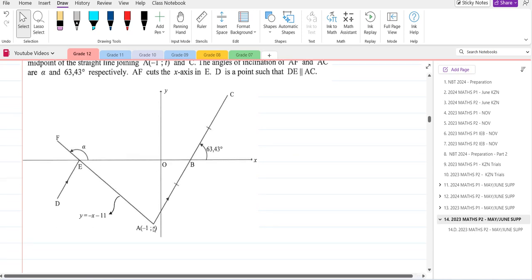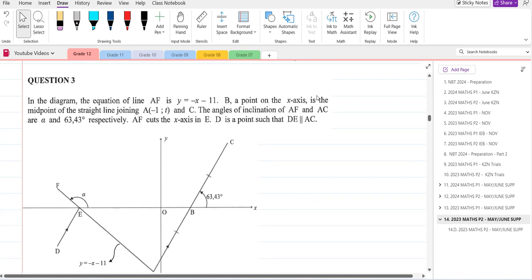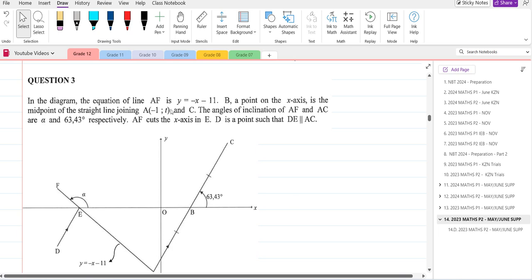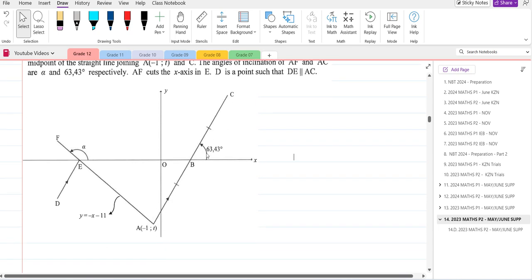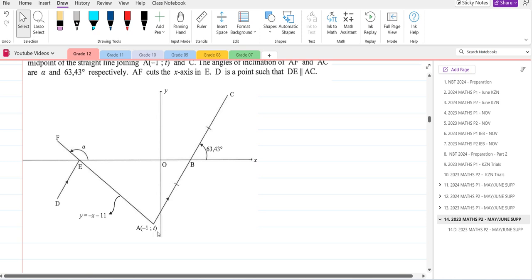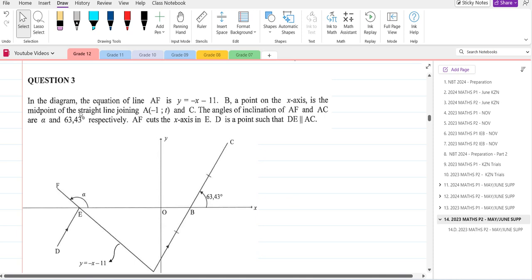We have a point on that line. Alright, so we can get the gradient of this line, we can transfer the gradient from here to there. Okay, anyways, let's carry on. B is the midpoint of the straight line A and C. The angle of inclination of AF and AC are alpha and 63,43 degrees.